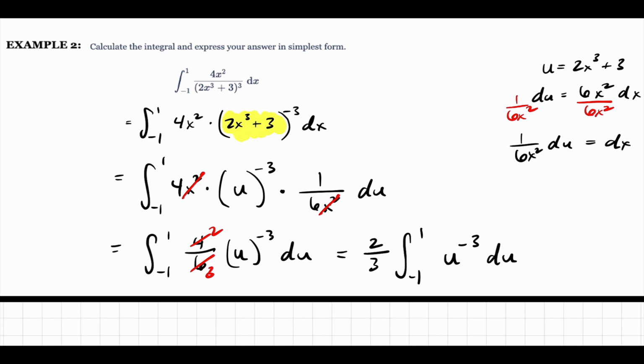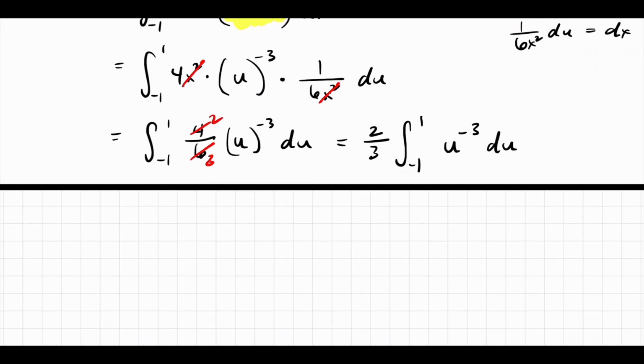Okay, I haven't found the antiderivative yet. I got to find the antiderivative. Okay. So 2/3. Antiderivative is u to the -2 divided by -2, which is just -1/2, really. Dividing by -2 is the same thing as multiplying by -1/2. And then I got to evaluate it from 1 to -1.